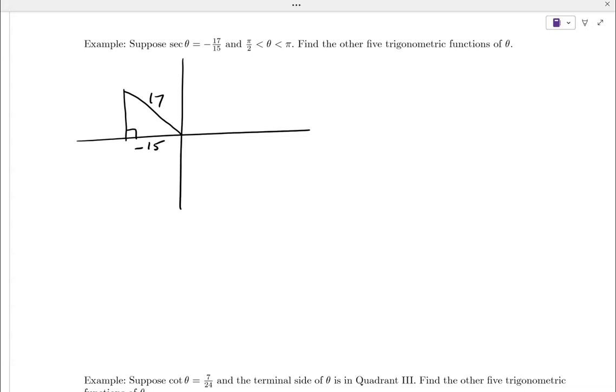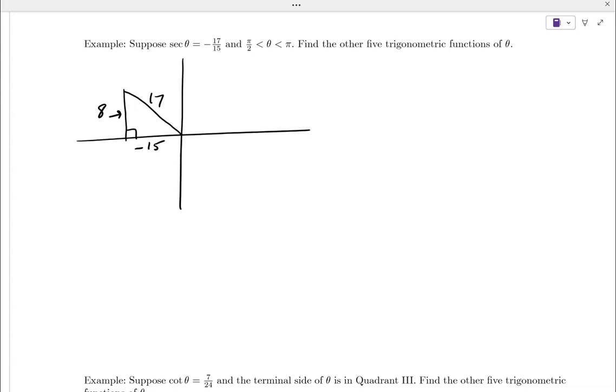Okay. Can you figure out the other side? Yep. What would we use? Pythagorean theorem. We'll save some time. It'll be 8. But you should know how to solve for that, right? a squared plus 15 squared is 17 squared. 17 squared is 289. 15 squared is 225. Subtract, you'll get 64. Square root, you get 8.